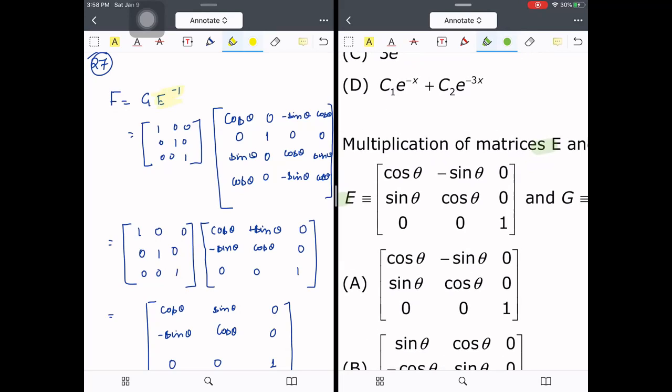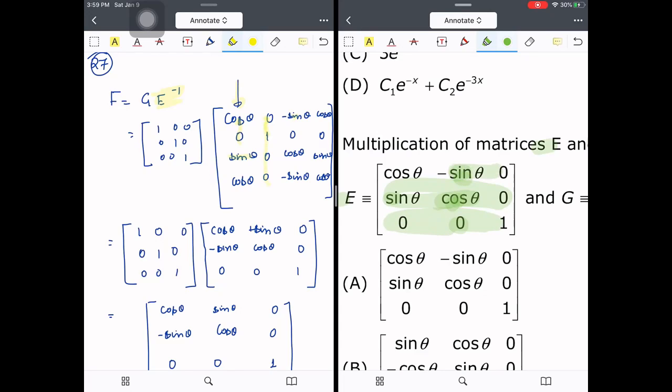Do one thing, just observe this. Basically, we need to find the inverse of E. So you just concentrate on this particular matrix. You start with cos theta, and the 2 2 entry you write here. Whatever you are going to write now, you should write in a vertical way. Cos theta, then 0, then come here sin theta, and then write cos theta. You complete one loop.